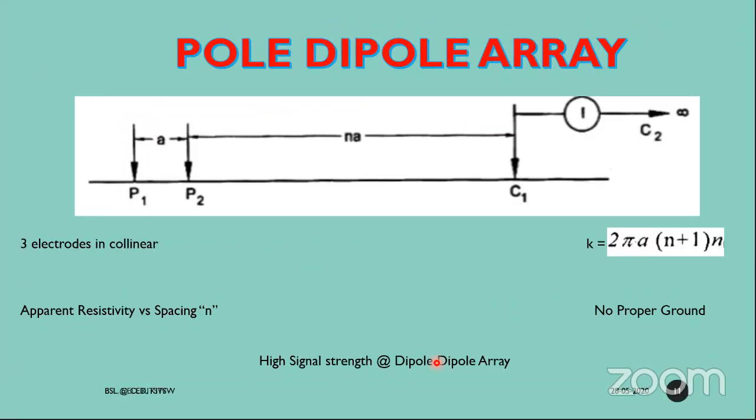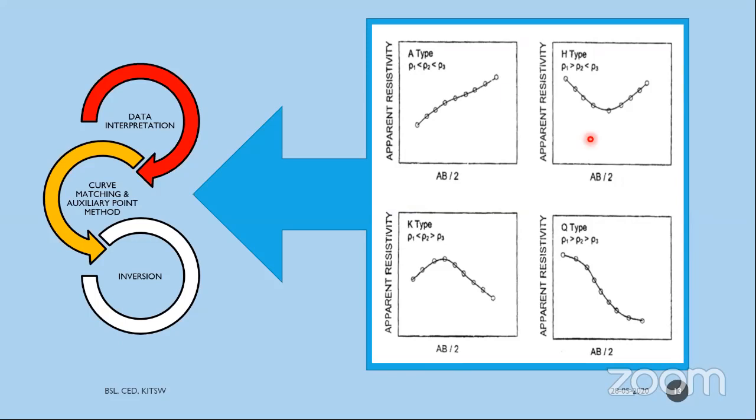So if you see this graph, these are all examples of your apparent resistivity curves. All graphs are showing the same thing. Your x-axis is AB by 2, which we call electrode spacing, and the y-axis is apparent resistivity. I told you, true resistivity with a geometric constant, which depends upon the type of array. So this type of graph is called A type. This is called H type. This is K type, and this is Q type.